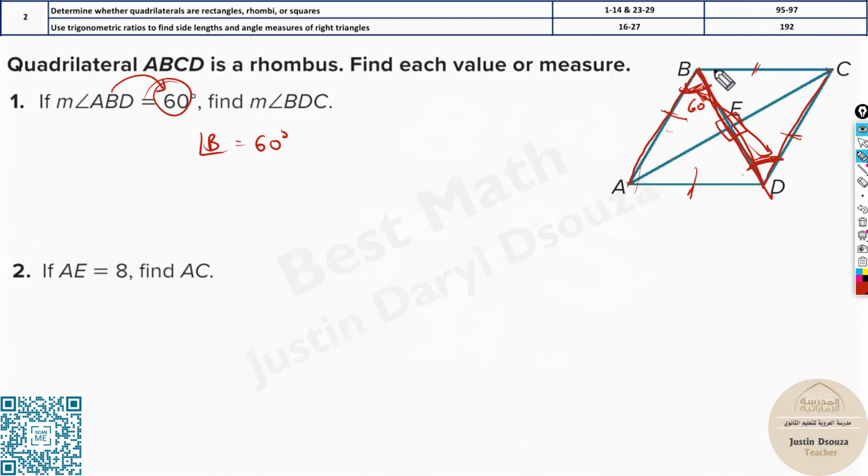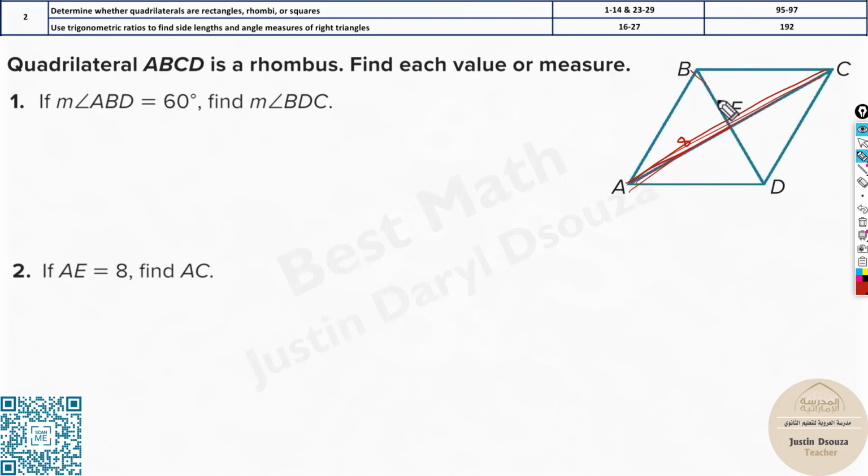Rhombus is a special case. Even these are also equal. This is also 60 here. This is 60. Also, this will be 60. So otherwise, it's alternate interior angle. And now, what about AE? AE is given to be 8. We need to find what? AC, the total length. Now, the diagonals bisect the other diagonals.